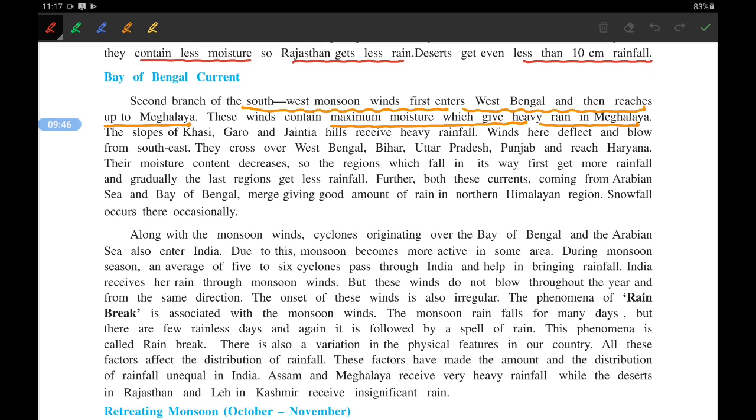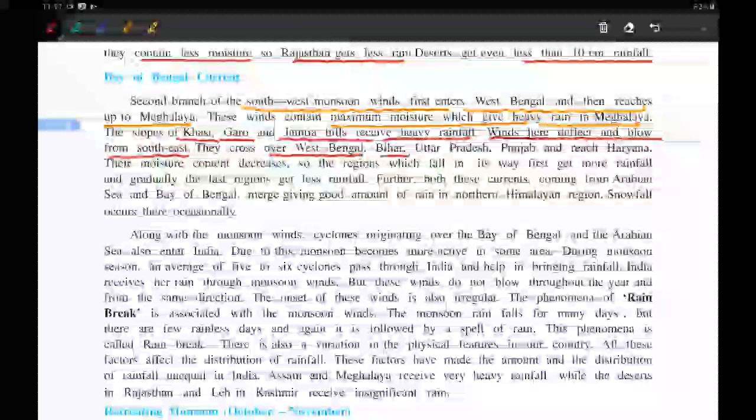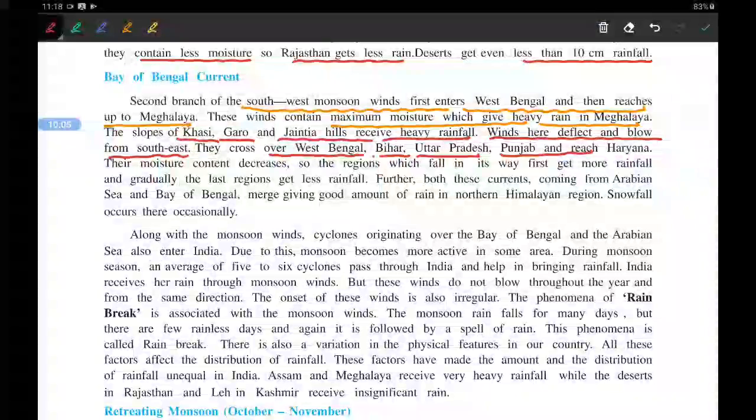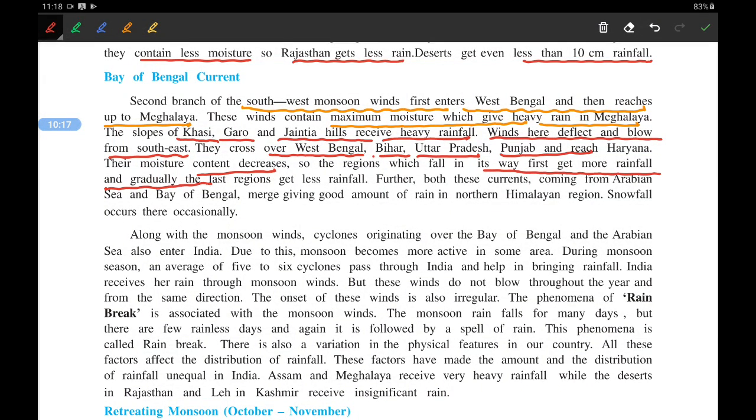See, the slopes of the Khasi, Garo and Jaintia hills receive heavy rainfall. These are the hills in the northeastern part of India. Winds here deflect and blow toward the southeast. They cross over West Bengal, Bihar, Uttar Pradesh and Punjab and reach Haryana. Their moisture content decreases. Why? Because they have already given a lot of rain to other parts they have flown over. So the region which falls in their way first gets more rainfall, and gradually the last region gets less rainfall.